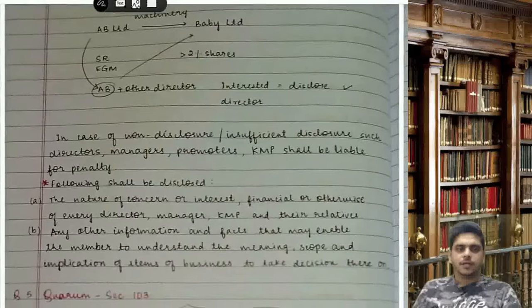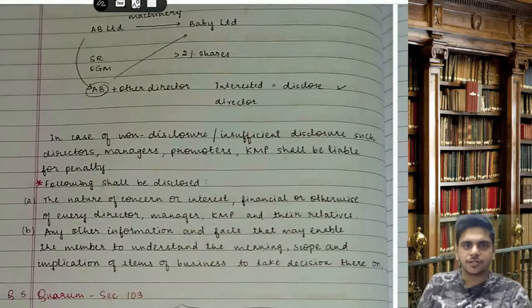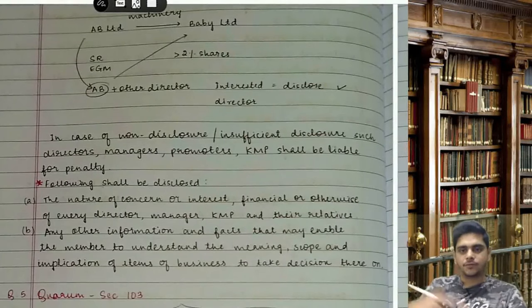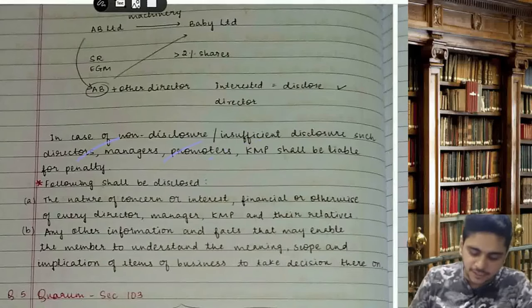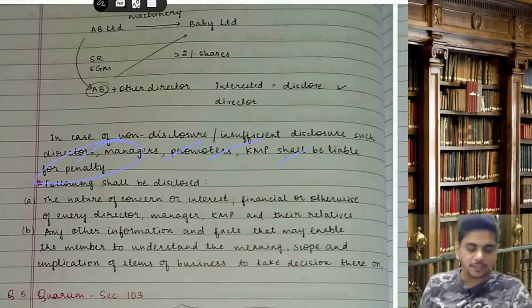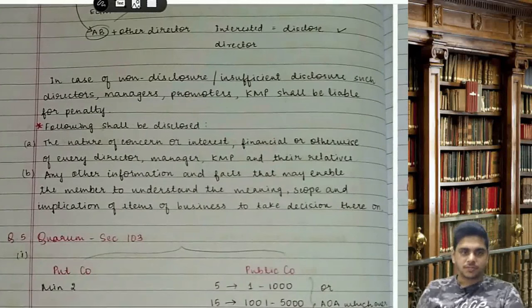Cool? In case of non-disclosure or insufficient disclosure, it has come in the exam, what is the penalty? I mean, what are the provisions? In case of non-disclosure or insufficient disclosure, what will happen? The directors, manager, promoters, KMP shall be liable for penalty. So, what should be disclosed? This came as an exam question.